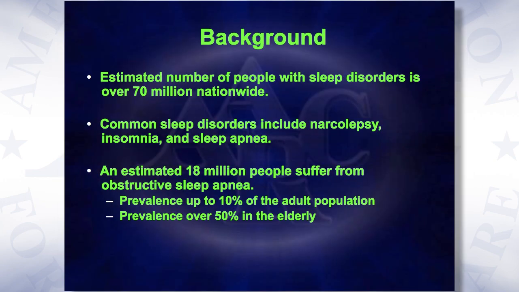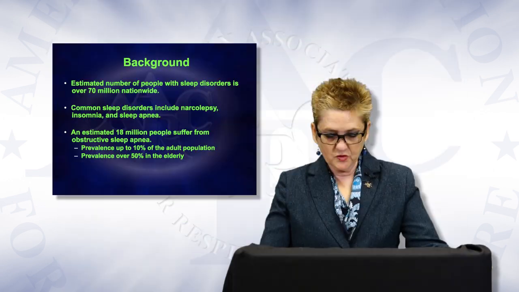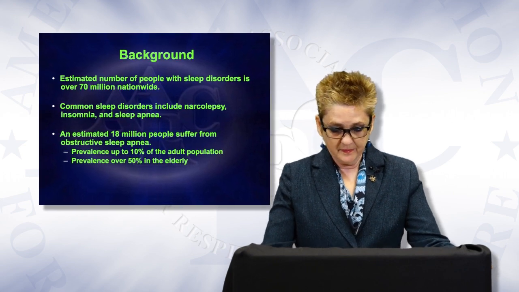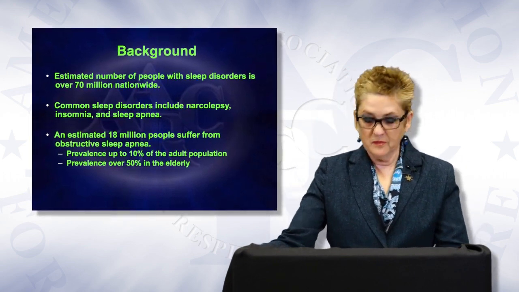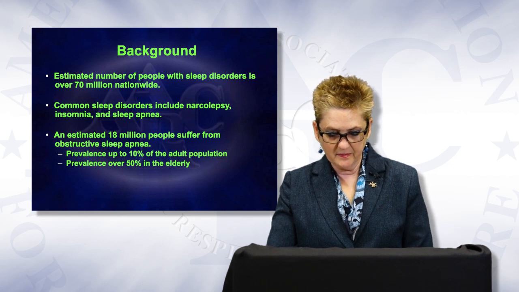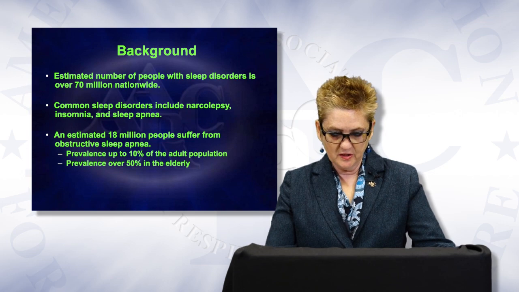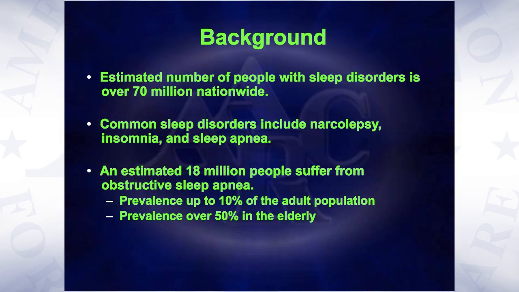If we look at the background of sleep apnea, it's estimated that about 70 million people nationwide have some sort of sleep disorder. Common sleep disorders include narcolepsy, insomnia, and sleep apnea. About 18 million people suffer from obstructive sleep apnea. The prevalence includes about 10% of the adult population, and over 50% in the elderly. It's really highly prevalent in adults.